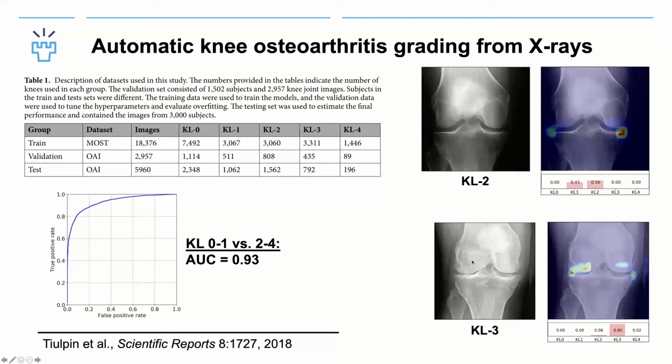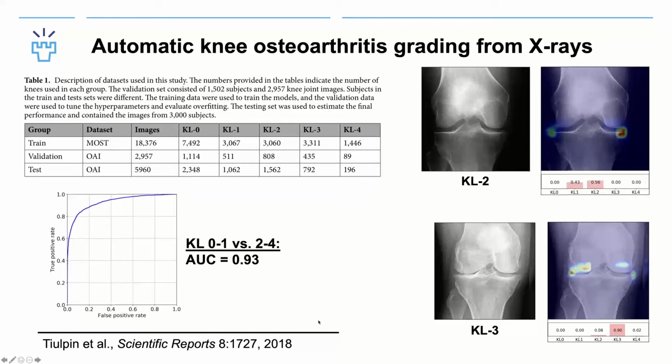But in this case, grade 3, so more advanced disease, the model says that 90% of the features belong to grade 3. So this would be a more clear case that okay, this would be grade 3. And the model also gives you this kind of heat map, so that it shows where in the image are those features that it has used to give you the prediction.